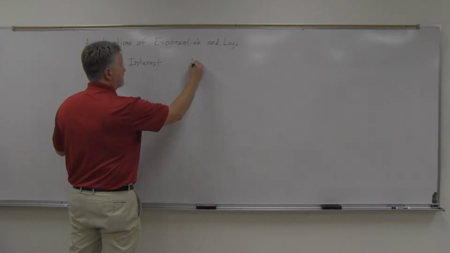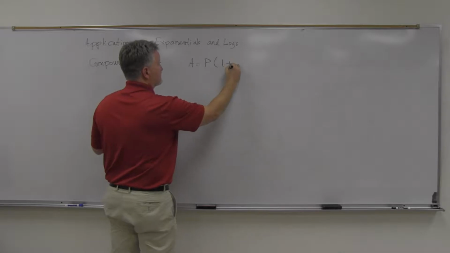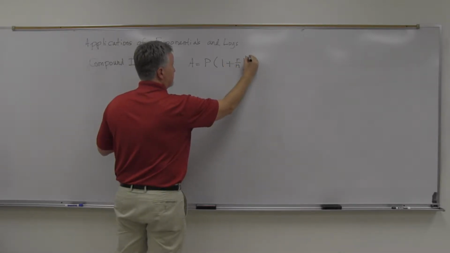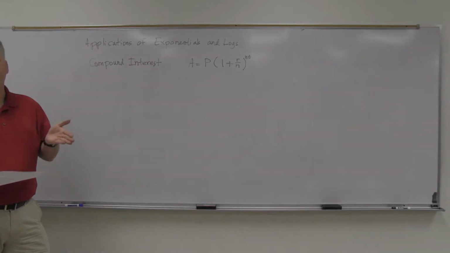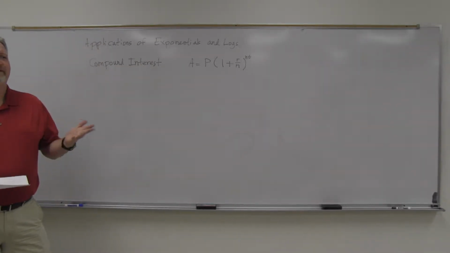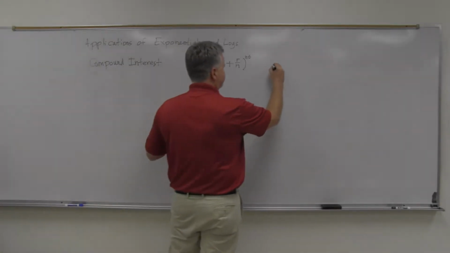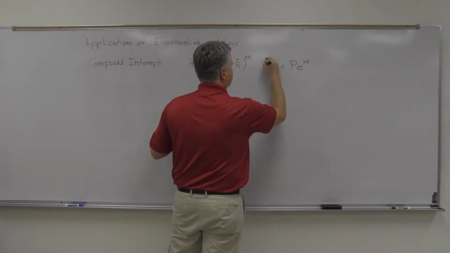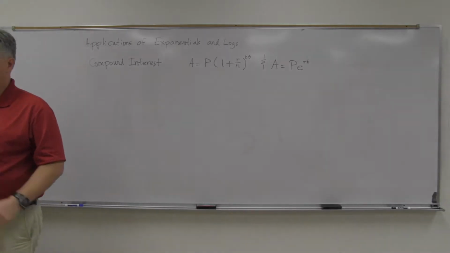We had A equals P parentheses 1 plus r over n raised to the nt power. That was one of them. And the other one was a little simpler. It looks like A equals Pe^(rt), is the way I remember it. P e to the rt. Those were the two compound formulas we talked about.